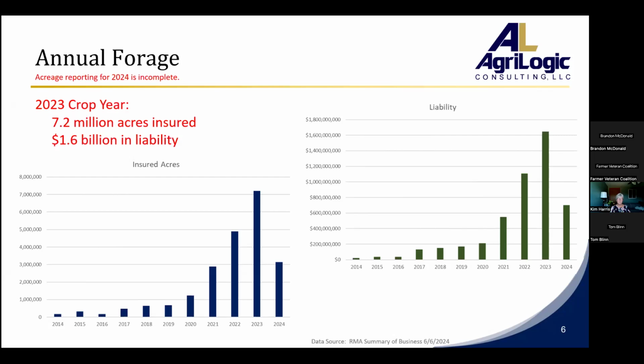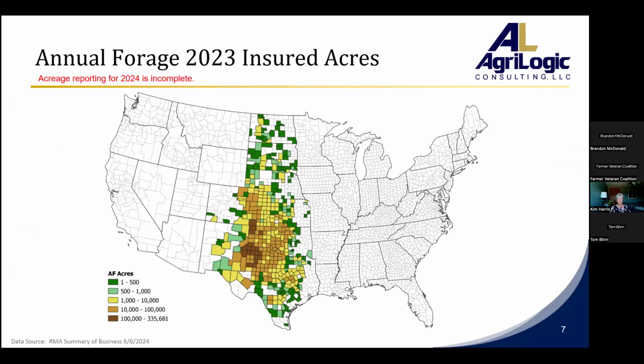It's not really a drop in acres, it's just they're not all reported yet. So in the 2023 crop year, over 7.2 million acres were insured. And that translates into 1.6 billion in liability. So fairly large program. And as I mentioned, it's kind of in the center portion of the United States, with the majority of the acres in Kansas, Oklahoma, and Texas, a little bit in New Mexico as well. So when you look at this map, the darker brown, the more brown it is, the more acres that were insured in that area in 2023.